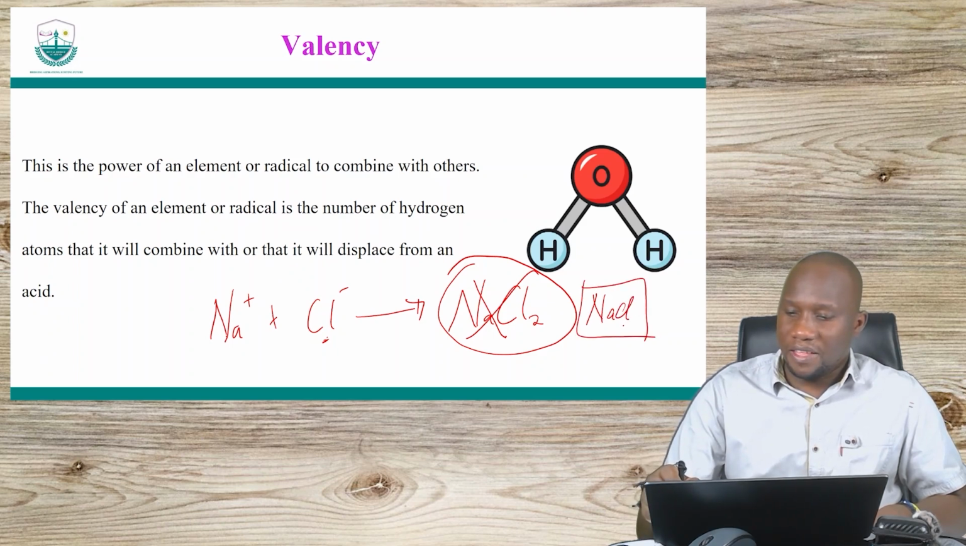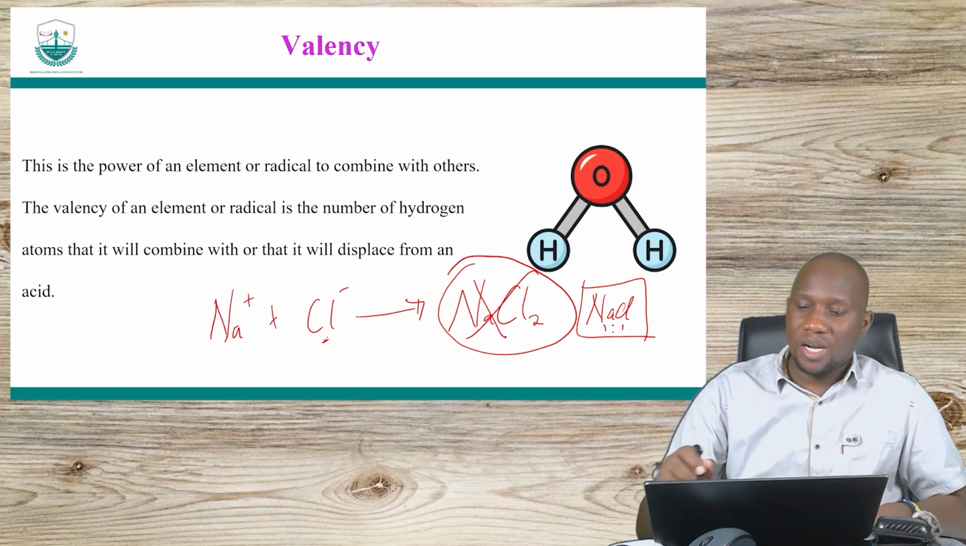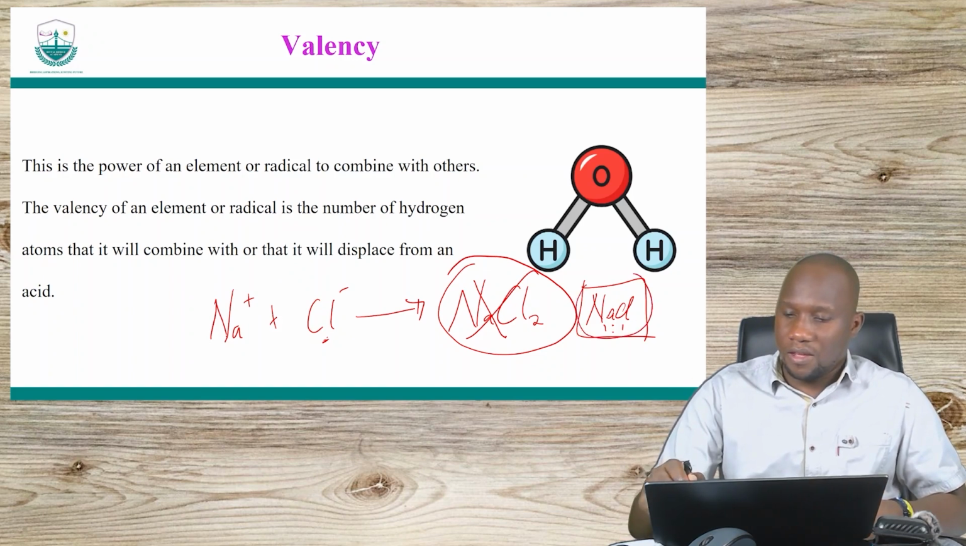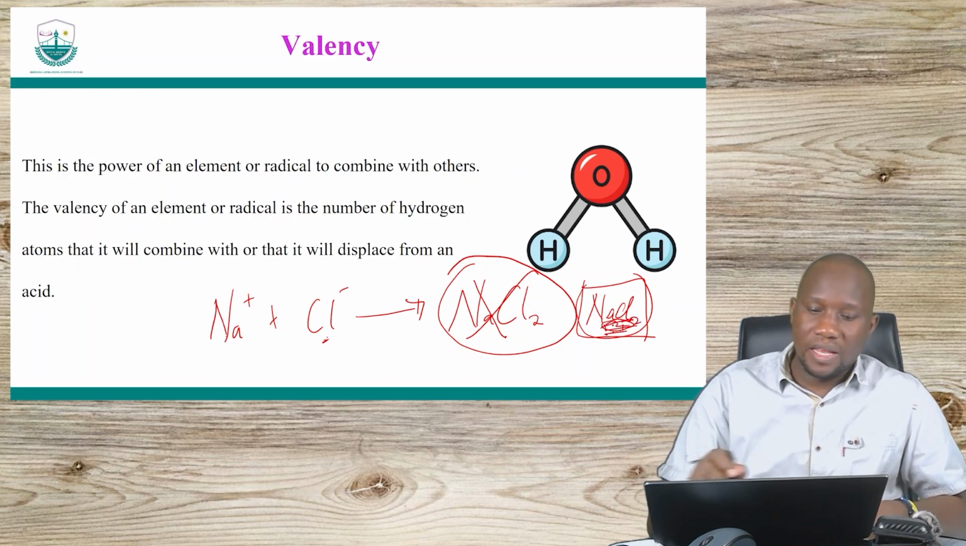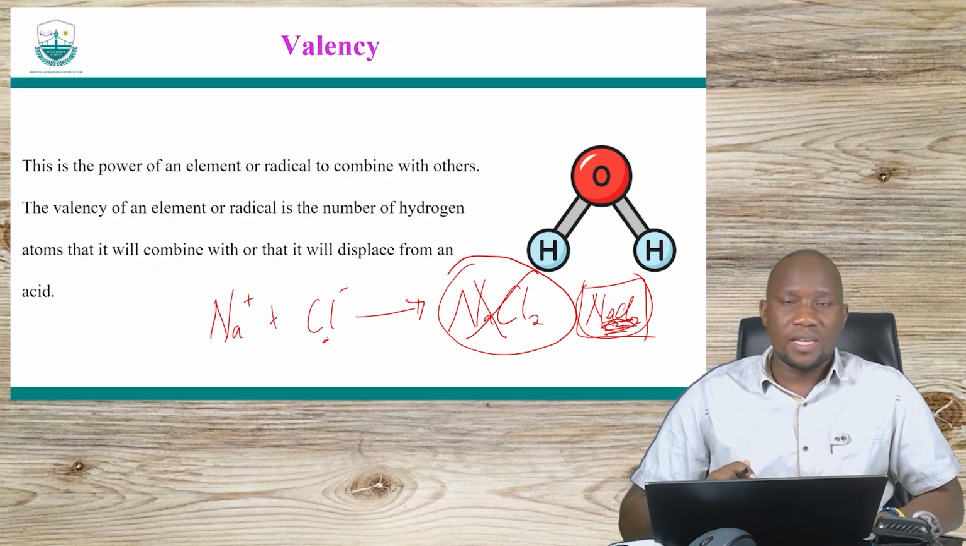So why are we having, let us say, a ratio of 1 to 1? Why are we having such a thing? This is basically related to valency. If the power was, for example, 2, then you could expect changes here. You would expect to see either a 2 here or a 2 here. But that is not the case. So we are saying a valency is the power of one element or a radical to combine with others.